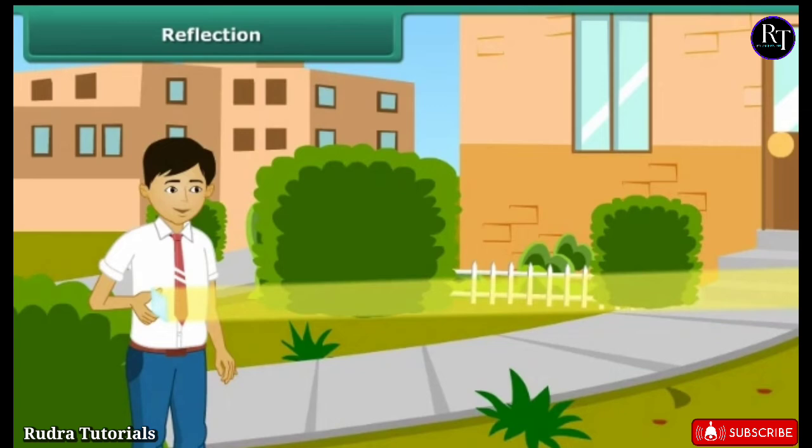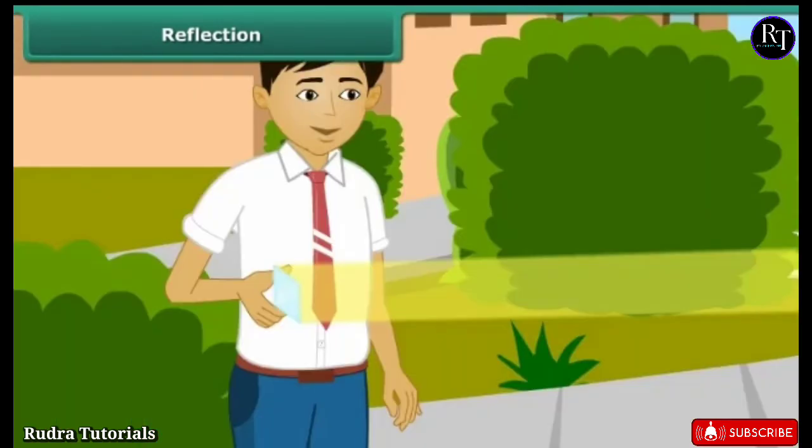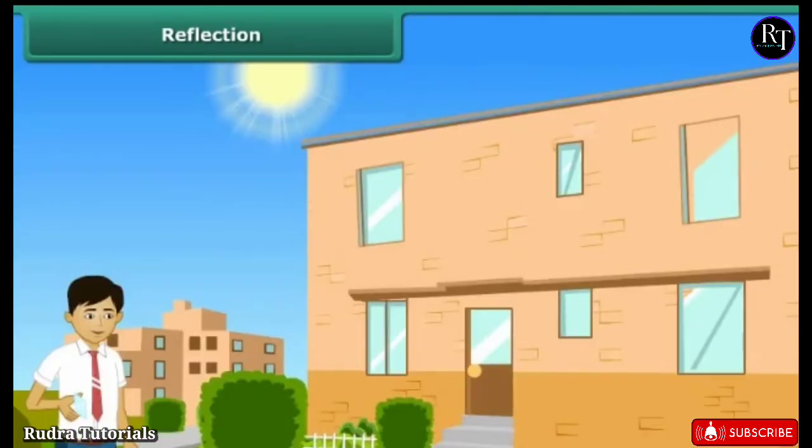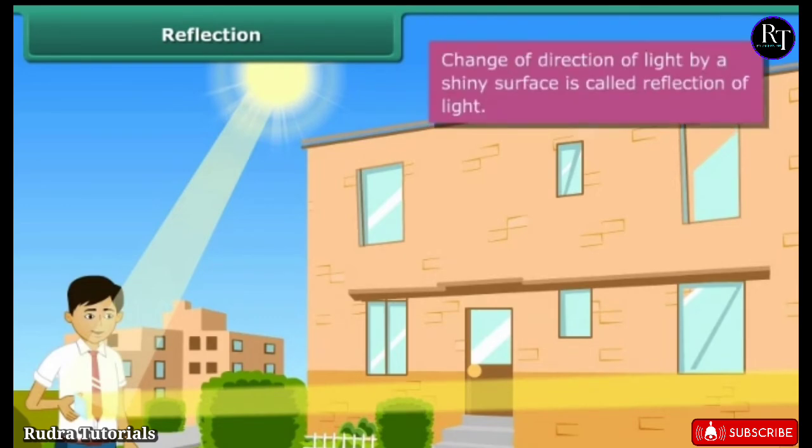In your school during the recess, Aman shone a bright light on your face. He did it with the help of a mirror. How did he do it? He used the mirror to deflect the sunlight in your direction. This mischief of Aman proves that a mirror changes the direction of light that falls on it. Such a change of direction of light by a shiny surface is called reflection of light.